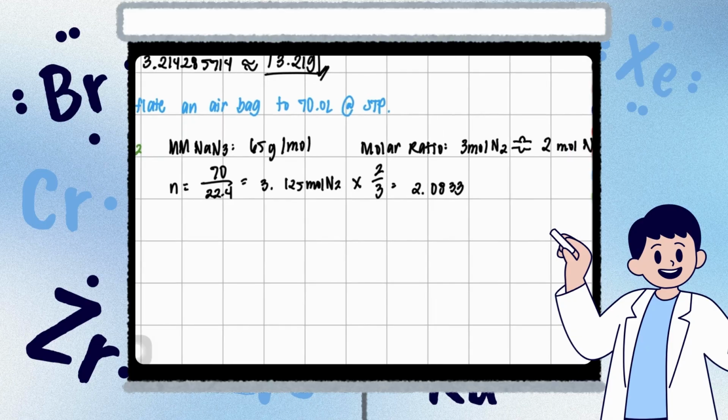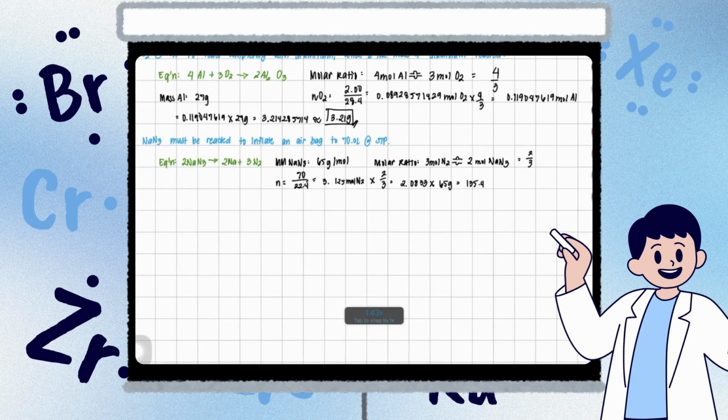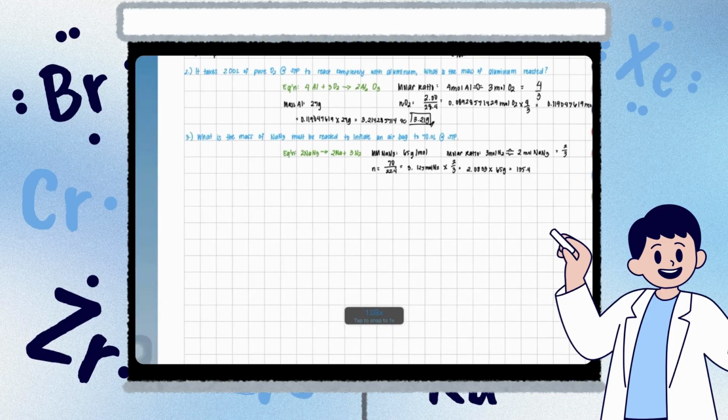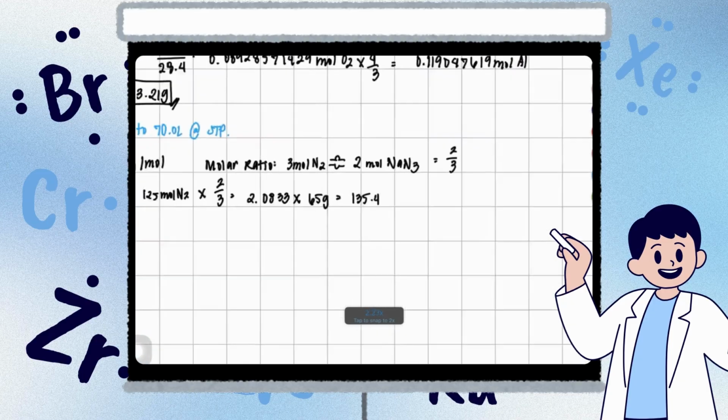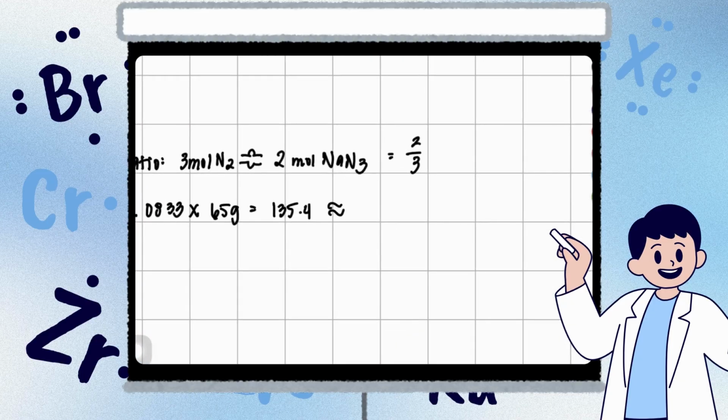Then we can now multiply with the molar mass of NaN3, which is 65 grams. Then we will get 135.4, but we have to satisfy the number of sig figs, which is only 3, and we will just round down to 135 grams.